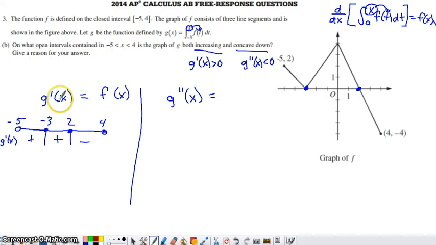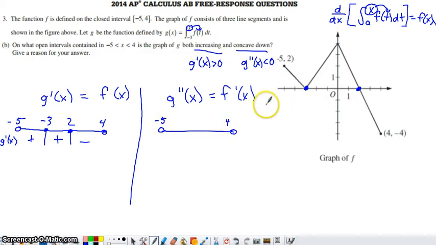Well, if g prime is equal to f, taking the derivative of g prime gives you g double prime. Also take the derivative of this side of this equation over here, and you end up with f prime of x as what g double prime is. If we do a quick sign chart for g double prime, from -5 to +4, we would need to know when g double prime is undefined and when g double prime is 0 between this number and this number.